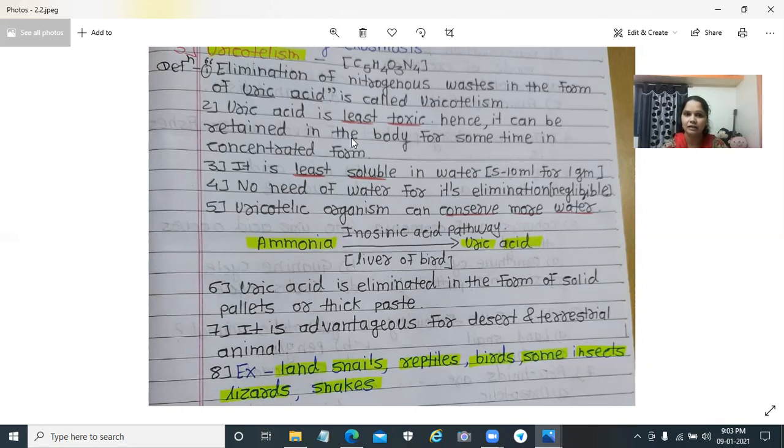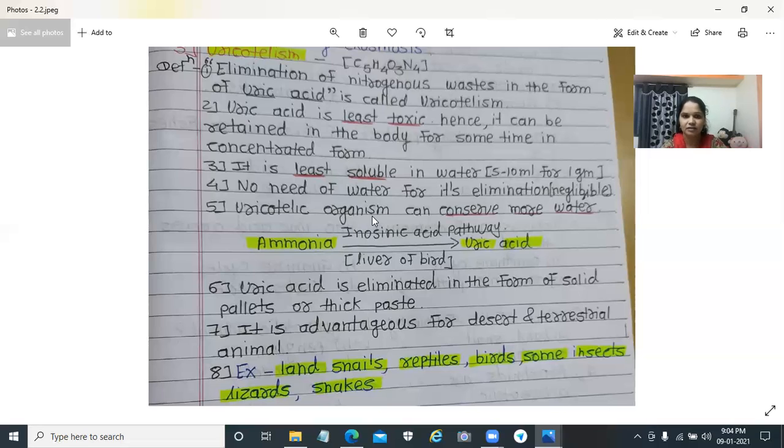So it can be retained inside the body, sometimes in a concentrated form. It is the least soluble in water, so it requires a very negligible amount of water. About 5 to 10 ml of water is required to remove 1 gram of uric acid. So no need of water for its elimination, or a negligible amount of water is required to remove 1 gram of uric acid.